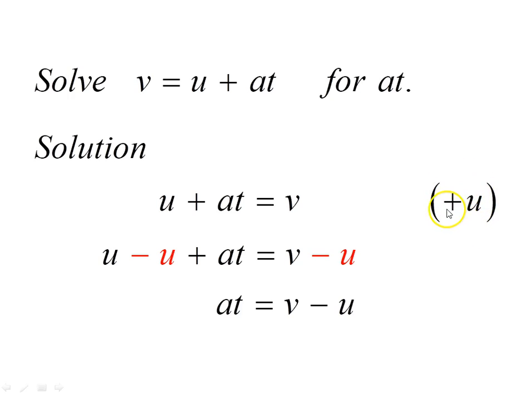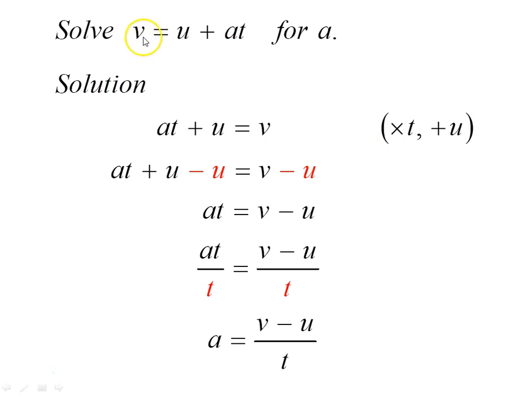So when we undo this equation, when we unpack it to get at by itself, we need to get rid of that plus u, and the inverse operation for plus u is minus u. And again, what you do to one side of the equation, you must also do to the other side of the equation in order to keep it equivalent. So we have u − u, which cancels out, disappears to 0, leaving us with at, and that's equal to, on the right, v − u. So the product of the pronumerals a and t is equal to v − u.